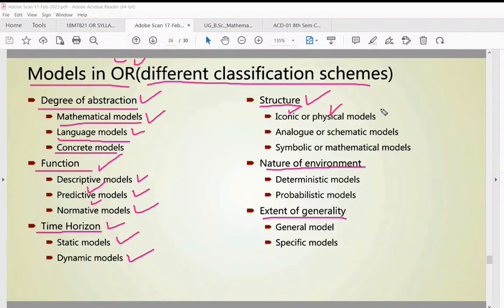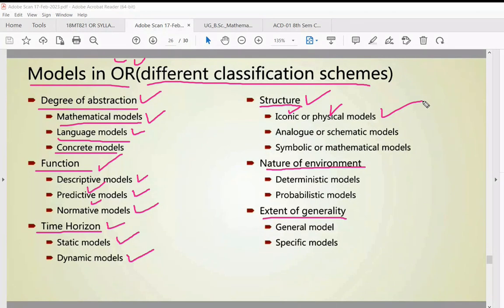Okay, those types of models are called physical models. Pressure, temperature, humidity: all these are also constraints which have to be considered as parameters in order to get a predefined output or outcome. Those are called iconic or physical models.